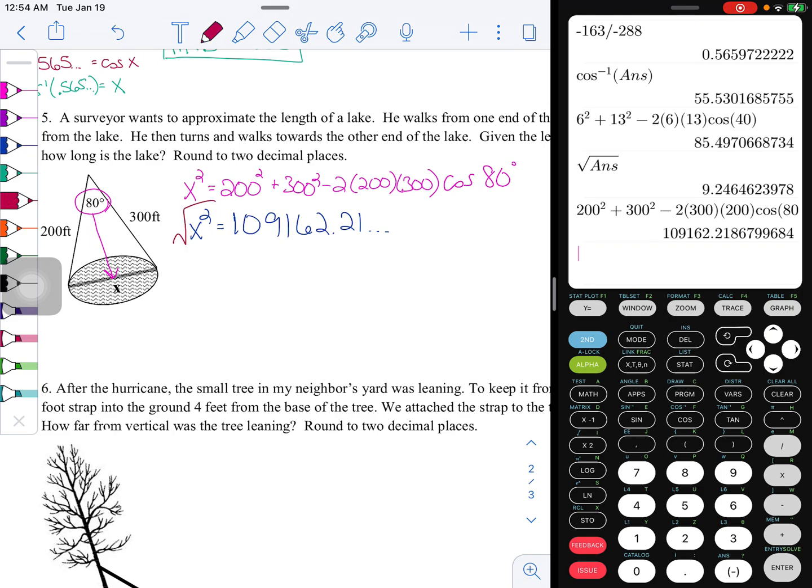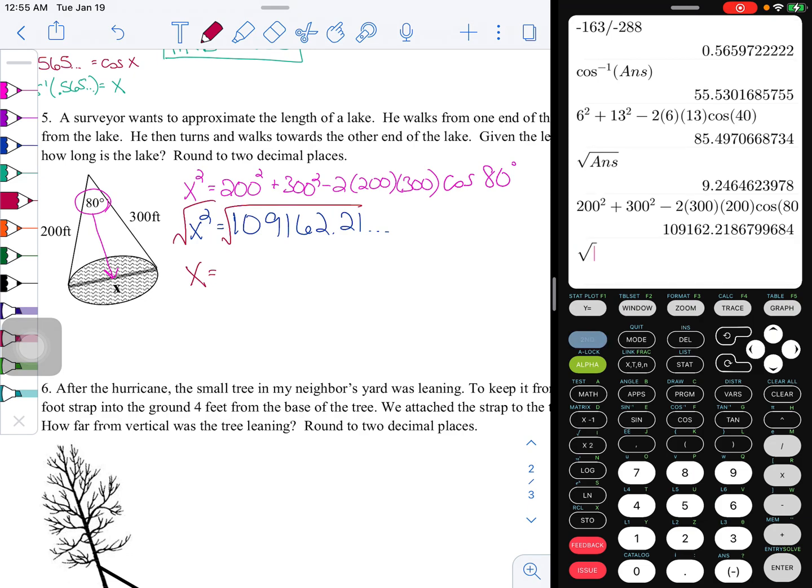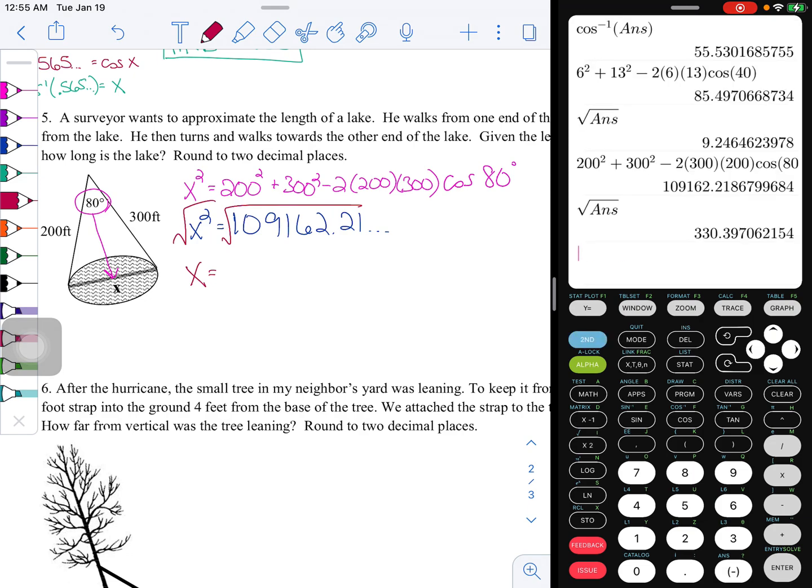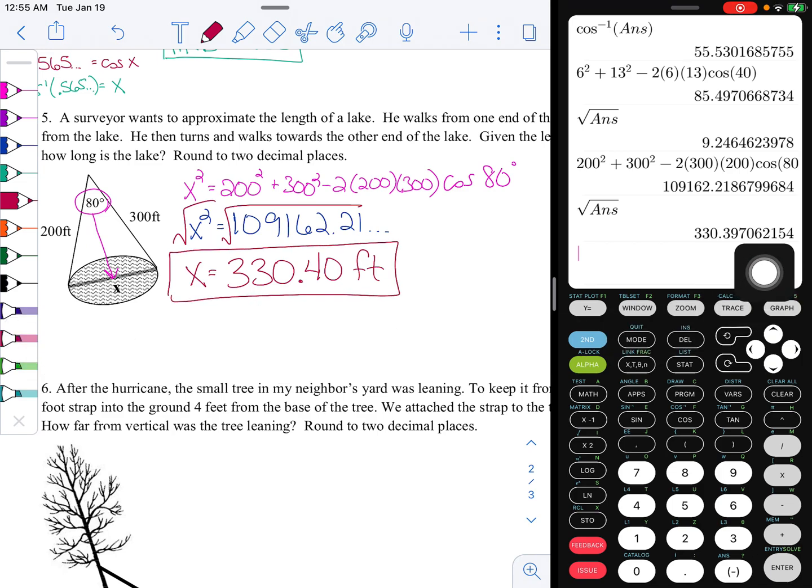I am going to take the square root of both sides. You can't measure a lake in negative feet or anything like that. So I'm going to ignore the plus minus and just deal with the positive answer when I take the square root of that thing. So my lake is 333.40 feet when rounded to 2 decimal places. That 7 would make the 9 go up, which actually turns that whole thing into a 40. All right, so that's problem number 5.